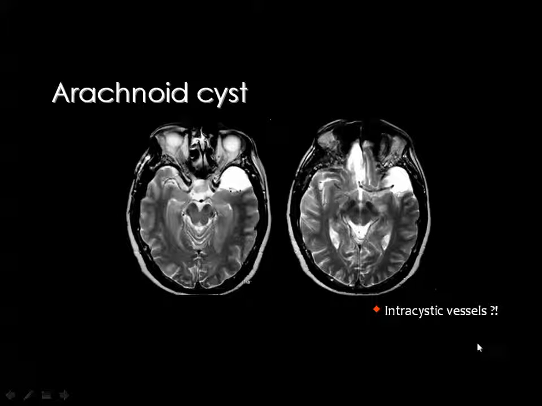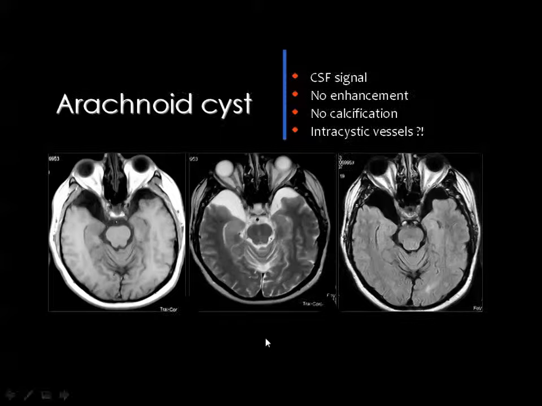Then this is what we call intracystic vessels, because this is a cystic lesion and it occurs near the region of the sylvian fissure where the branches of the middle cerebral artery are present. These vessels cross the surface of the cyst, and in cross-sectional imaging they may appear as if they are inside the cyst itself. But intracystic vessels is not an issue; this represents the impression of the middle cerebral artery branches on the surface of the arachnoid cyst.